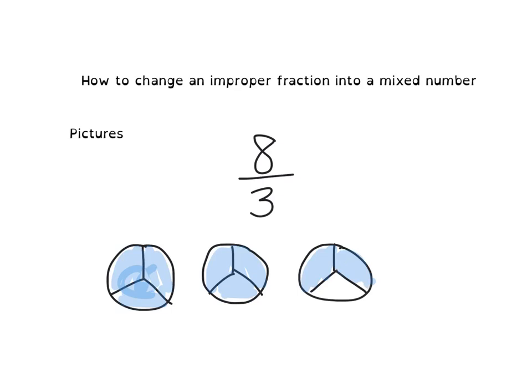And now if you look at this, how many whole did I color in? Well, I colored in 2 whole, 1, 2, and how many remaining pieces are colored in this last section? There's 2 colored in out of 3, which gives you that mixed number. So I took that improper fraction and flipped it to a mixed number just by drawing pictures, paying attention to the denominator and the numerator.